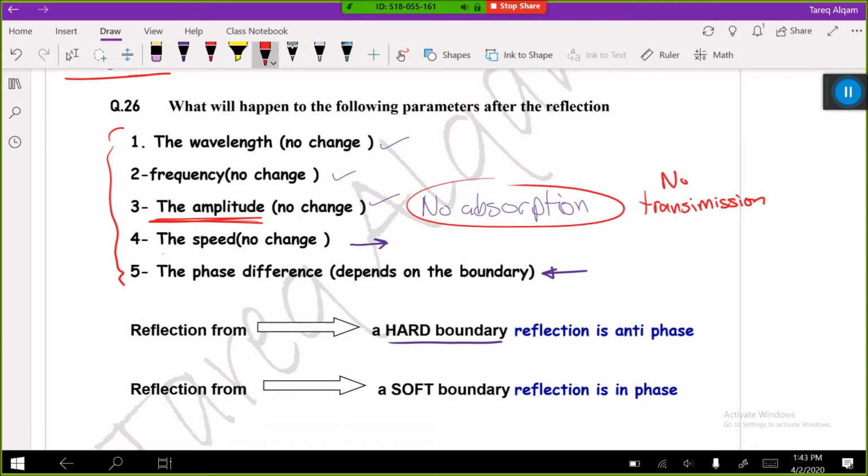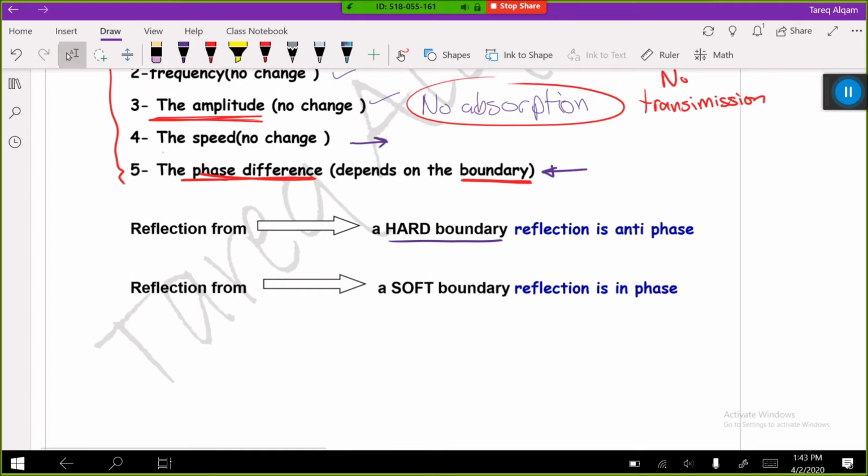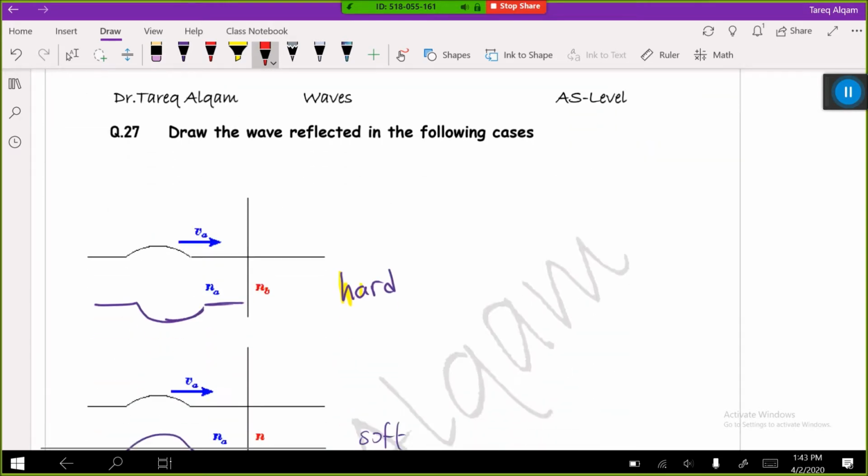What matters to me is that the phase difference depends on the boundary. If we have reflection from a hard boundary, what does this mean? It will be reflected anti-phase. If there's a soft boundary, it's reflected what? In phase. Like this.